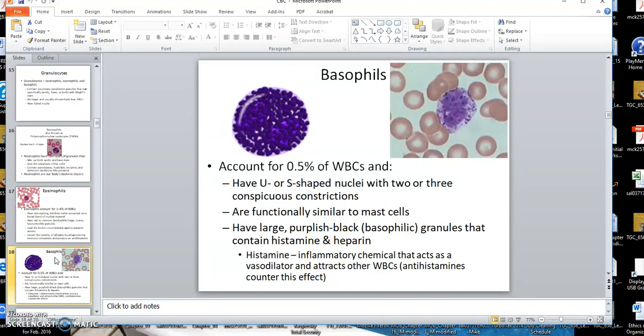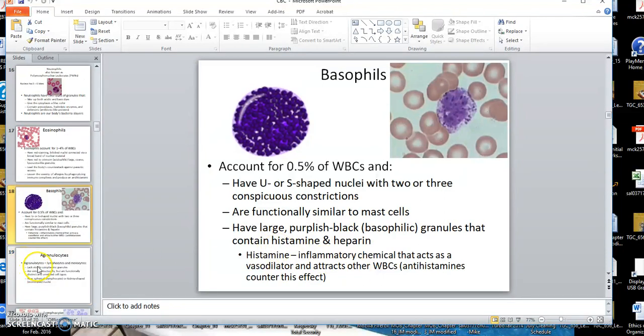The basophils are your minority. They're about 0.5 to, let's say, 1%. So they're the minority white blood cells. They contain two chemicals, histamine and heparin, along with others. Histamine is a powerful vasodilator, and heparin is an anticoagulant. So they're big in the action of inflammation, as we'll talk about at another time, as you can see here.